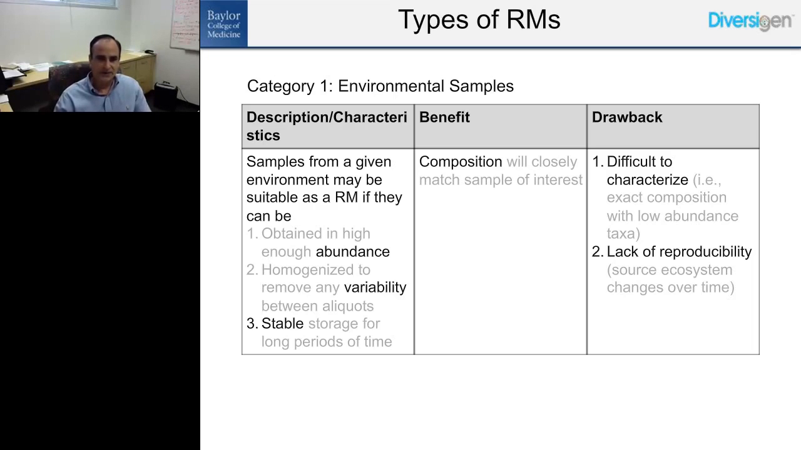Some of the drawbacks, though, are that because it is complex, it's difficult to characterize. To break that down: do I know exactly what is in that community that I'm using as my reference material? And then a second drawback would be the lack of reproducibility. Does that sample source change over time? For instance, if we were taking a stool sample from an individual as our reference material, as their diet changes, that sample source is changing as well. Likewise, if we were taking a soil sample, there may be degradation over time, the pH changes, which will change the makeup of that sample.